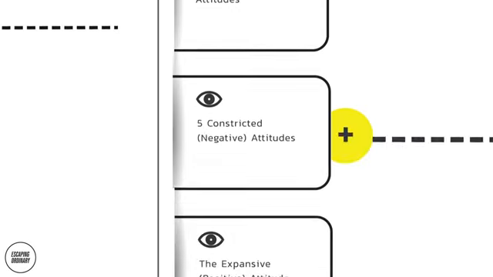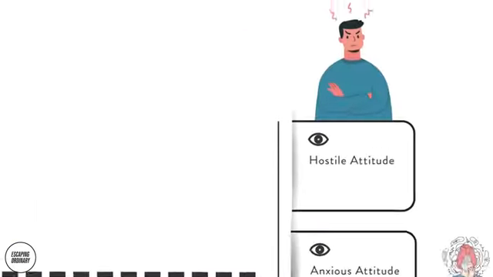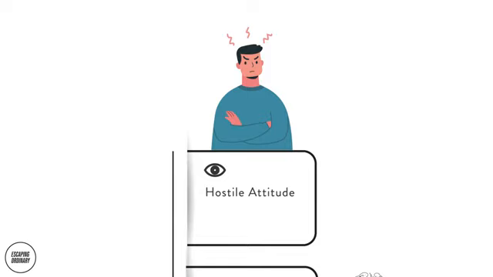Here are 5 constricted or negative attitudes that you need to conquer. Hostile attitude. The world is a hostile place, so in order to try and defend themselves, people with a hostile attitude seek to become hostile themselves. In their mind, the world is against them. They blame others and tend to make others around them aggressive or defensive.